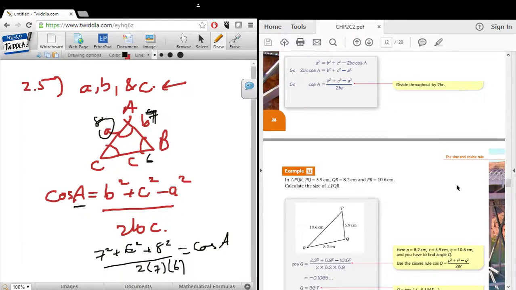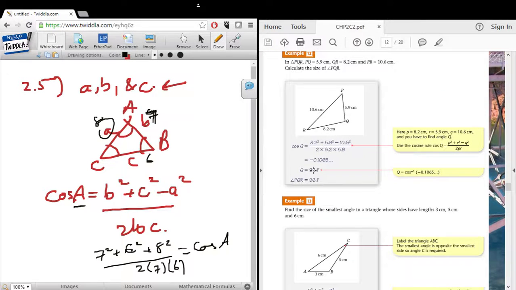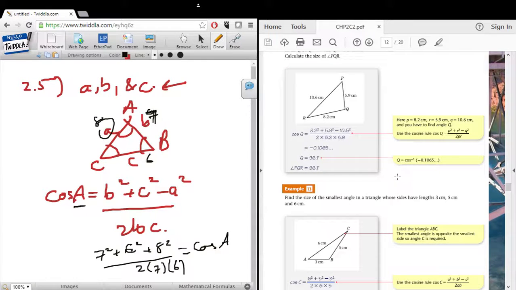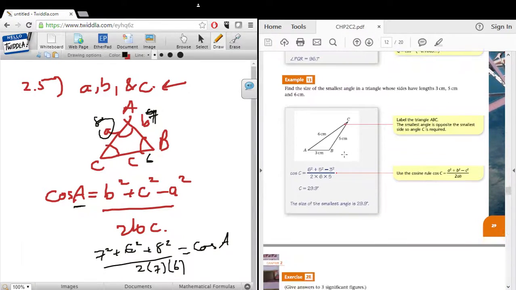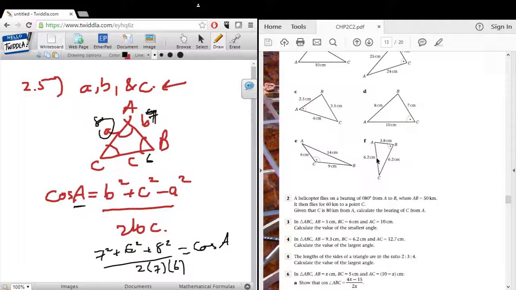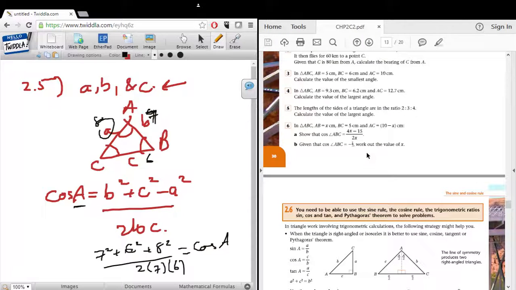Now if we progress through, you can see that example 12 goes through a similar thing. You have all three lengths, and again you get the answer, and you do the inverse to get the angle. Same thing here, that you can go through. Examples, exercises, three lengths, all of them, figure it out. Very simple, very straightforward.